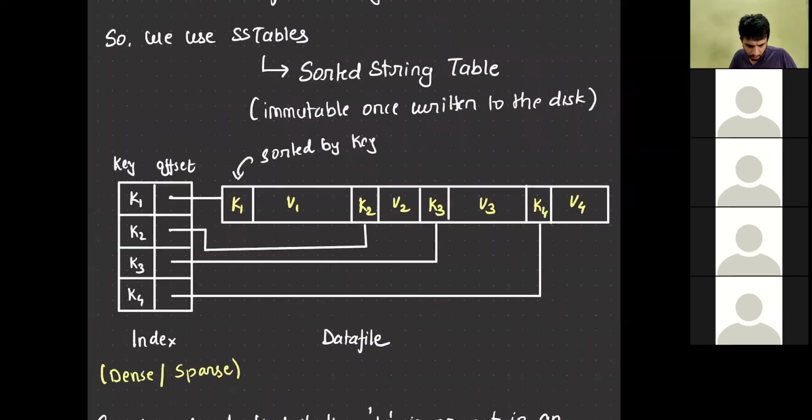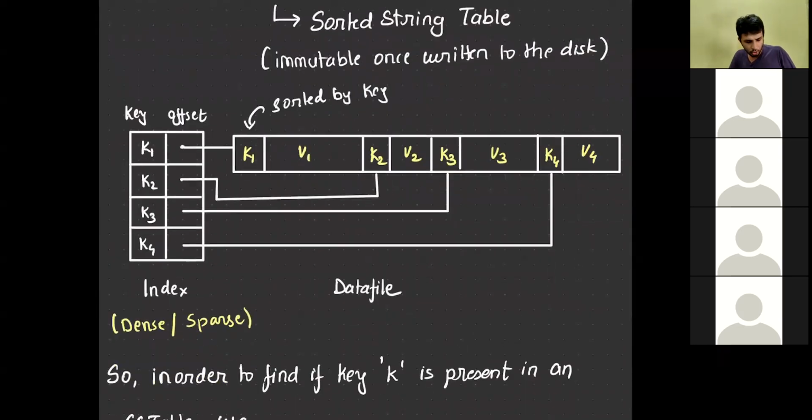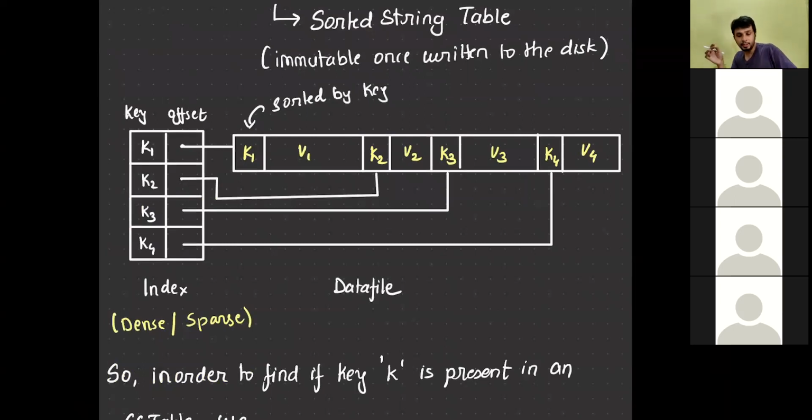Sorted string table also contains the data as well. Sorry, my bad. So a sorted string table is not only this index, but also this data file, because this is where it is sorted. The entire data structure which is dumped here has key value, key value, key value combinations plus an index that holds this information.